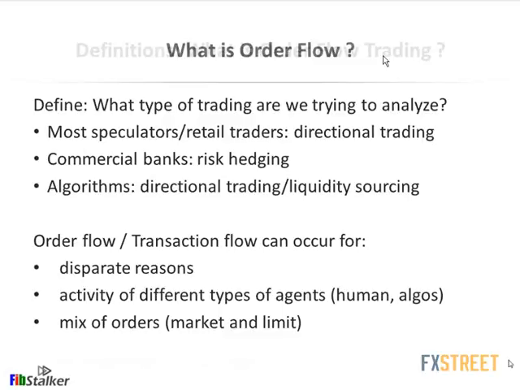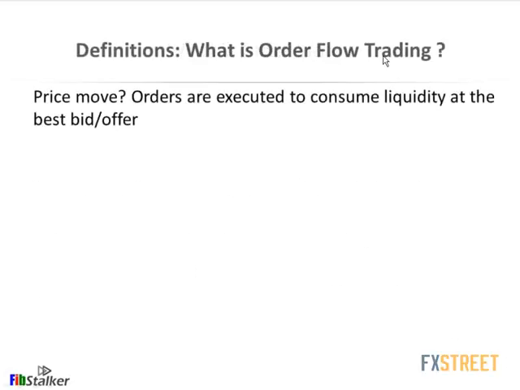So what is order flow trading then? For price to move, we need orders to be executed so that they can consume liquidity at the best bid and offer. And that's really the way the market works. The market is an auction. Our representation of a market is typically given on charts, but that's just one representation of the market. Another representation of the market is the market book, which shows its depth, the price levels, and the quantity of bid and offer at each level.